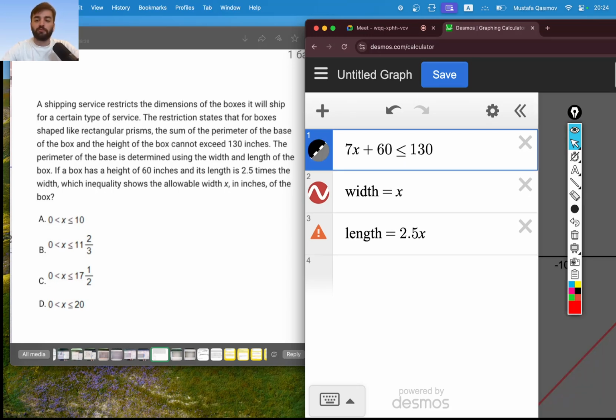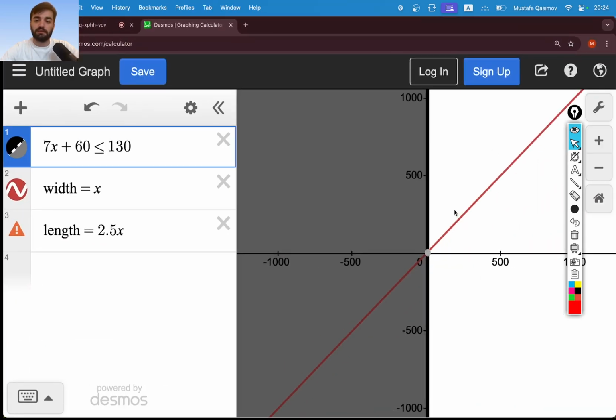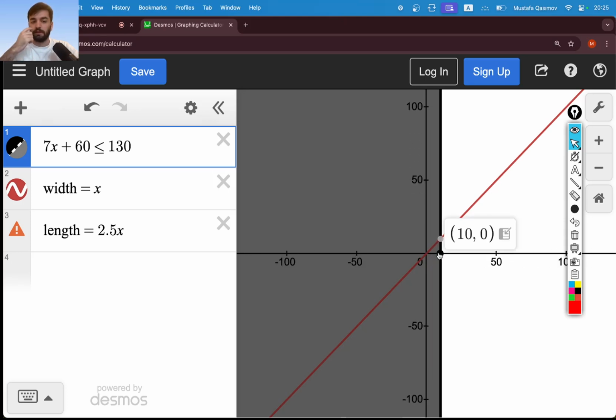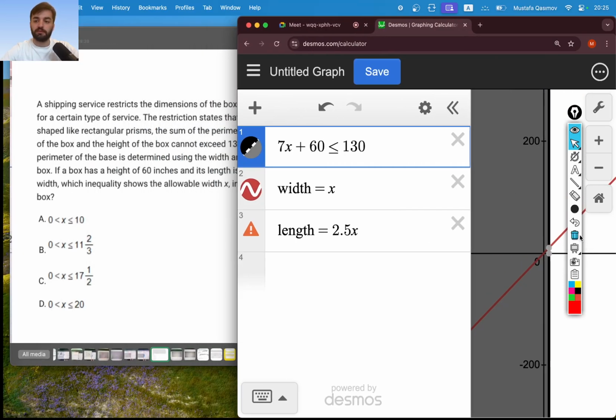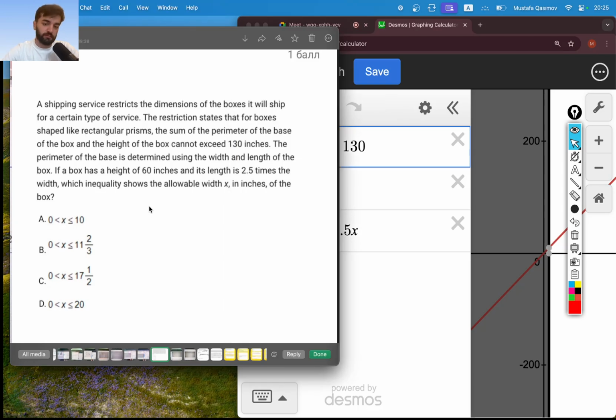And from here we have to find it, let's say here, in Desmos. 10. So the answer will be between 0 and 10. So it will be A. Okay. Okay.